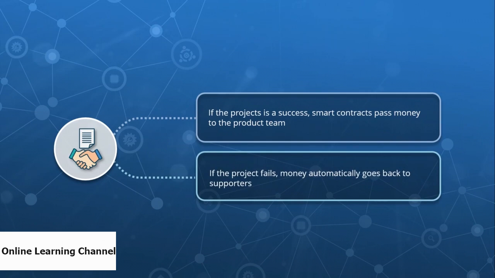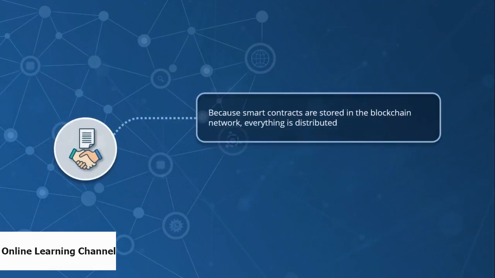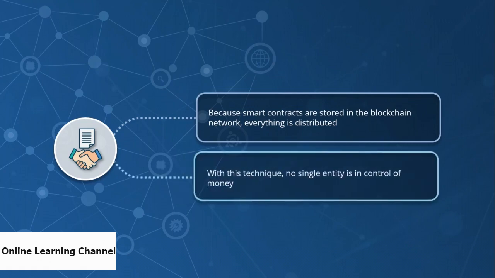In the case of a third-party crowdsourcing platform like Kickstarter, all this behavior will be written in their legal terms and conditions. In the case of smart contract, all of this is written in code. In the case of smart contracts, because they are stored on the blockchain network, everything is distributed and available for the public to view. In the scenario which I just described, where funds move from the supporters to the smart contract and then eventually make their way to the product team, there was no single entity which was in control of the money. The funds were entrusted to the smart contract, which is controlled by the blockchain network as a whole.